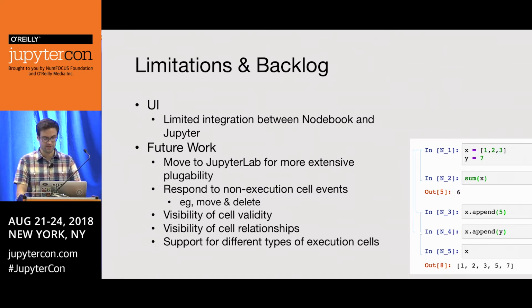Another thing is the visibility of cell validity. In the examples I showed, invalid cells were just marked by an X. It would be nice to have something where the output is grayed out, so that it's more visually apparent to the user that the previously computed output is now invalid.